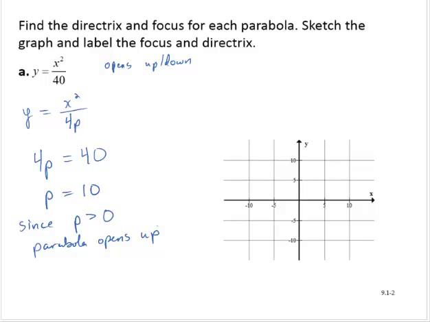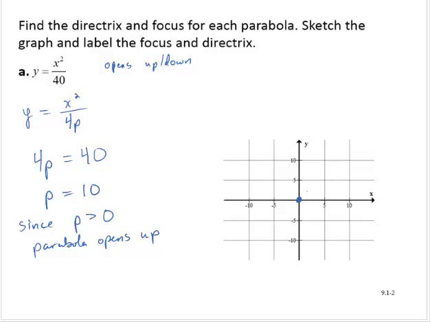And that also tells us that p equals 10. That tells us the distance from the vertex to the directrix and to the focus. Since it opens up, you can easily tell, hopefully, that the vertex is at 0, 0. And if you tried negative b over 2a, you would get the vertex at 0, 0. So we know we have the vertex at 0, 0.